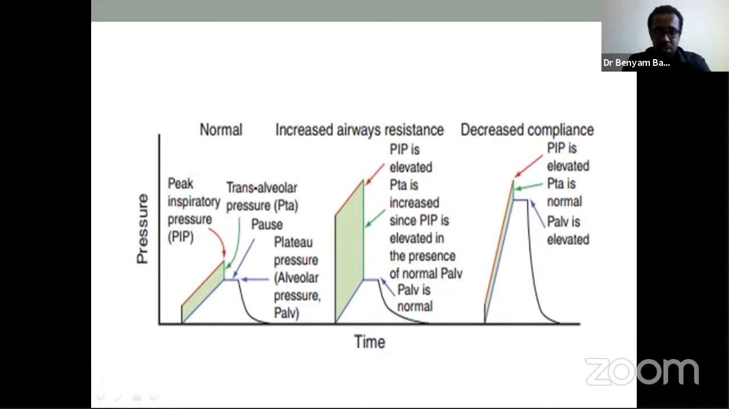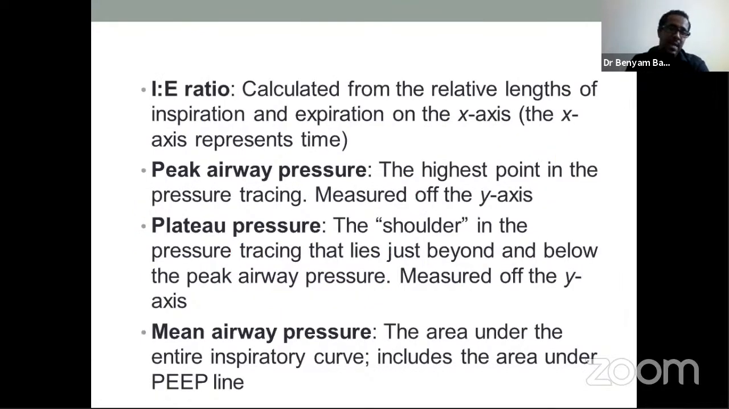The other thing we would see on the pressure time curve is the IE ratio, that is, the inspiratory to expiratory ratio. We usually calculate it from the relative lengths of inspiration and expiration on the x-axis, which I briefly touched on earlier. Peak airway pressure is the highest point on the pressure tracing, measured on the y-axis. It implies the pressure needed to overcome all the airways, larger airways, the ET tube, and circuits. Plateau pressure is the shouldering in the pressure tracing that lies below the peak airway pressure, which we will be able to see on the y-axis.